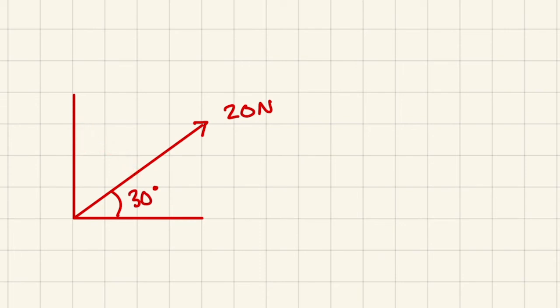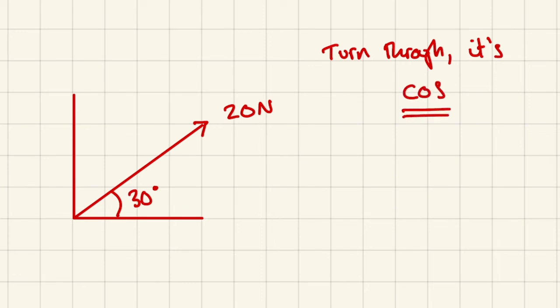All you need to remember is that if you turn through the angle, it's cos. That is the key phrase. Here, we've got 20 newtons of force, and if we were to pull that force down through the 30-degree angle, we'd be turning through 30 degrees. So it would be, in this direction, 20 cos 30. In the other direction, we wouldn't be turning through the 30-degree angle, we'd be going the other way. So that would be 20 sine 30.